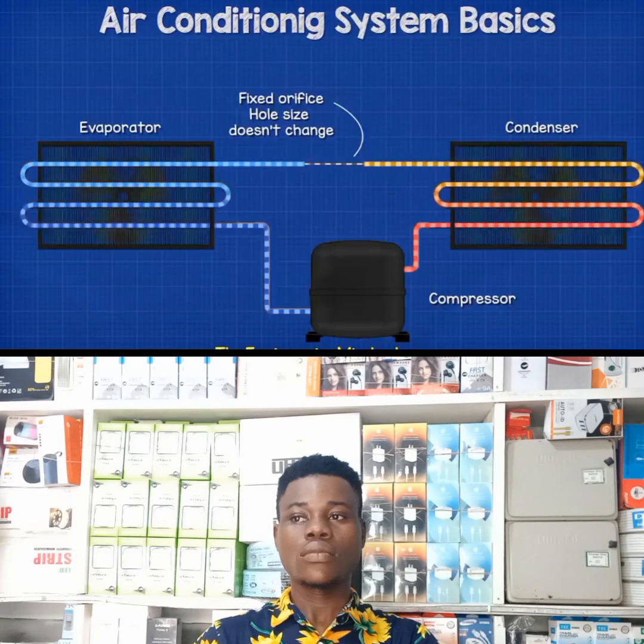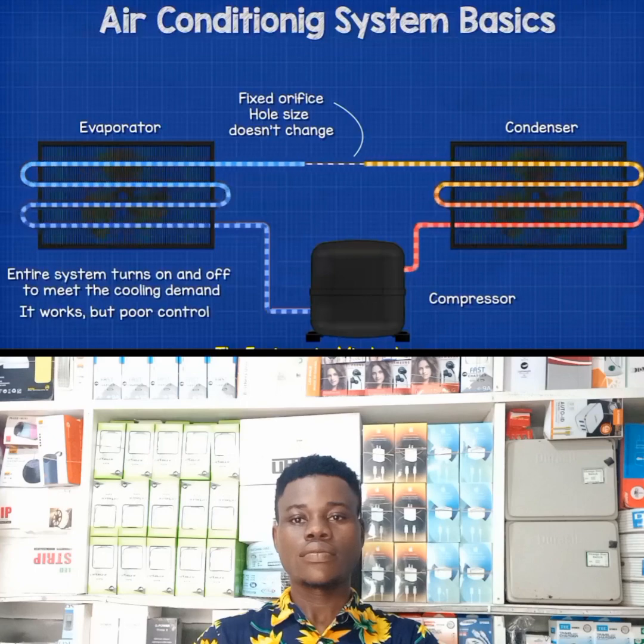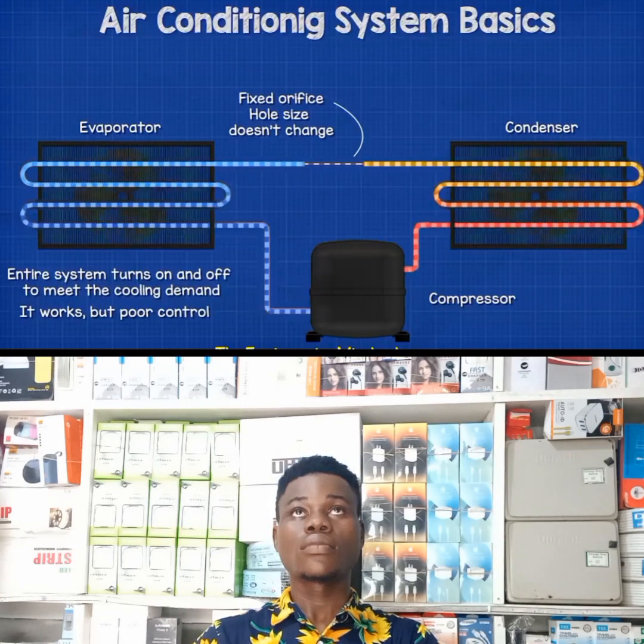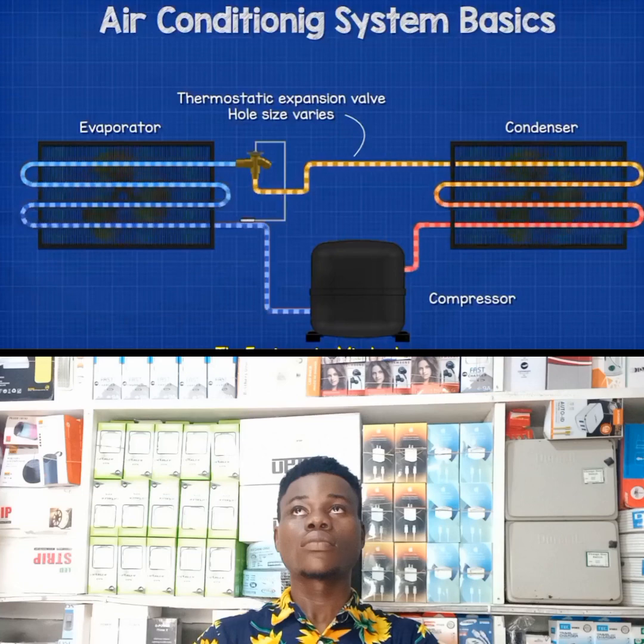Now, the original method to control this was by using a fixed orifice device, and you might still find these on the back of your refrigerators. The hole within this device was a fixed size, so the entire system would simply turn on and off to meet the cooling demand. It does work, but we can't maintain a stable temperature control because the system is simply turning on and off. The next evolution was the thermostatic expansion valve.